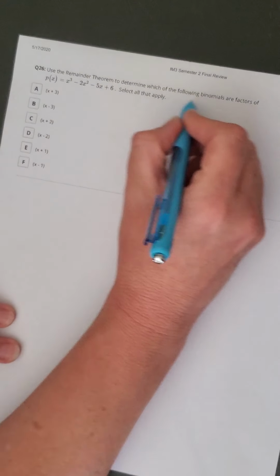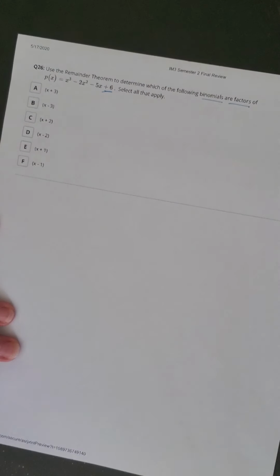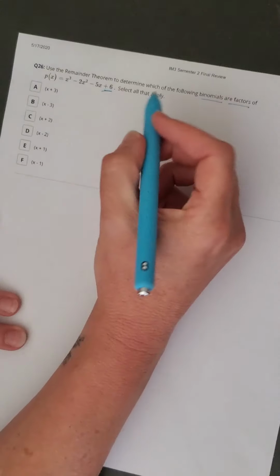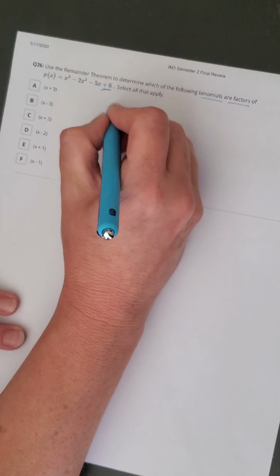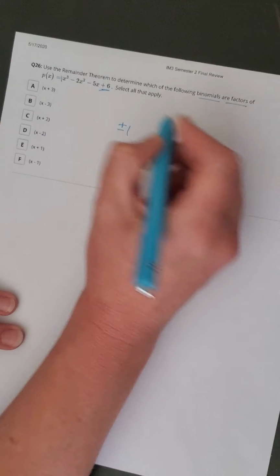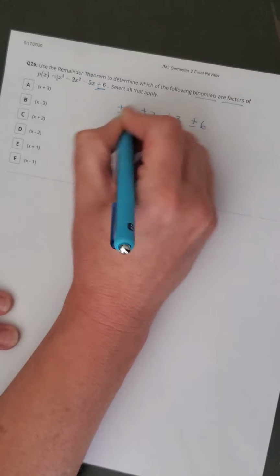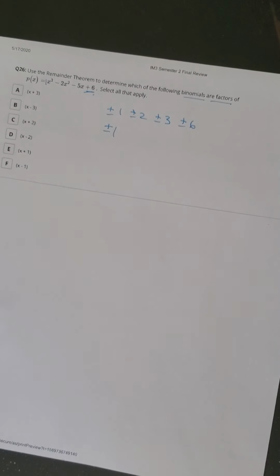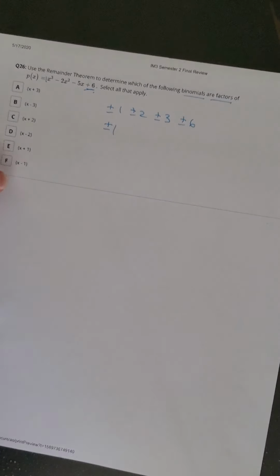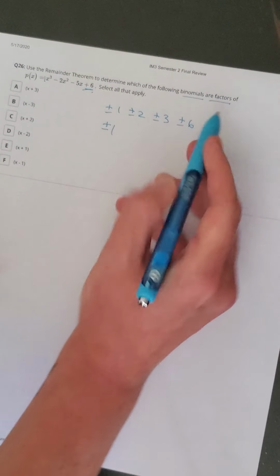It says, determine which of the following binomials are factors. So we're going to use that rational roots theorem again. So we need something that the leading coefficient is 1, so all of these are over 1. So plus minus 1, plus minus 2, plus minus 3, and plus minus 6. All the ways to multiply to that constant term of 6. So you notice they all show up except for 6. So I'm going to get rid of 6 because 6 isn't there.